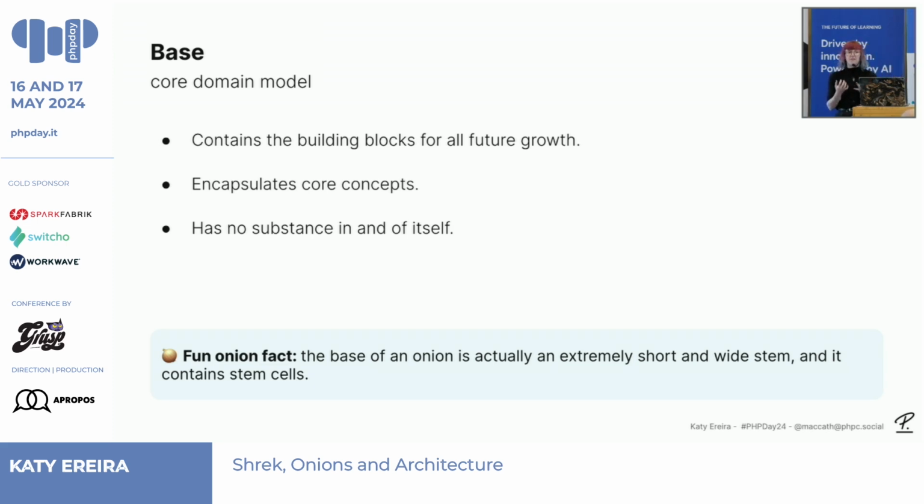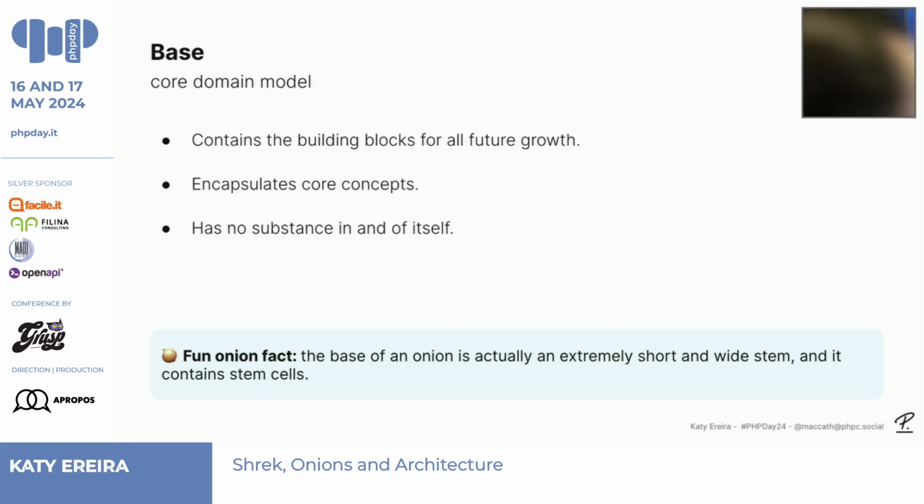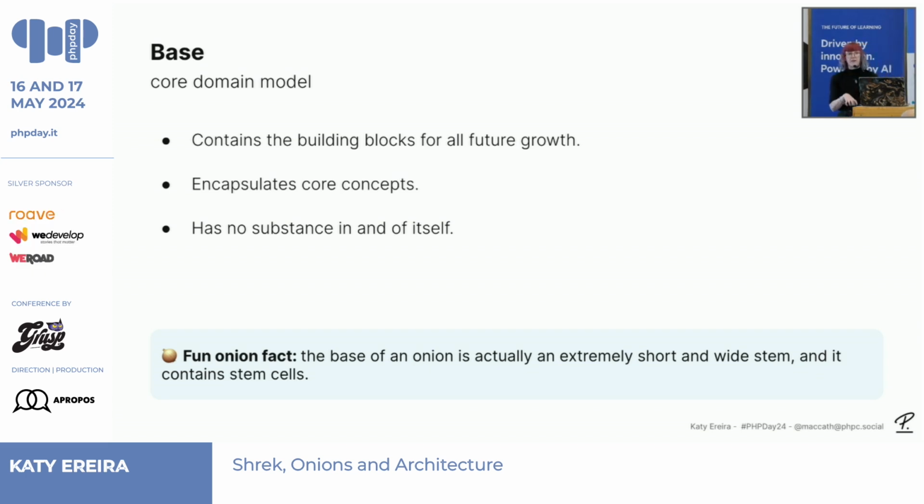The base of an onion, or the stem, contains stem cells, and people know that stem cells have the unique ability to essentially grow any other kind of cell. So in architectural terms, this is what our core domain model would be. This is where all of our concepts and interfaces live. They don't actually do anything in and of themselves. There's no code here. It's just instructions.